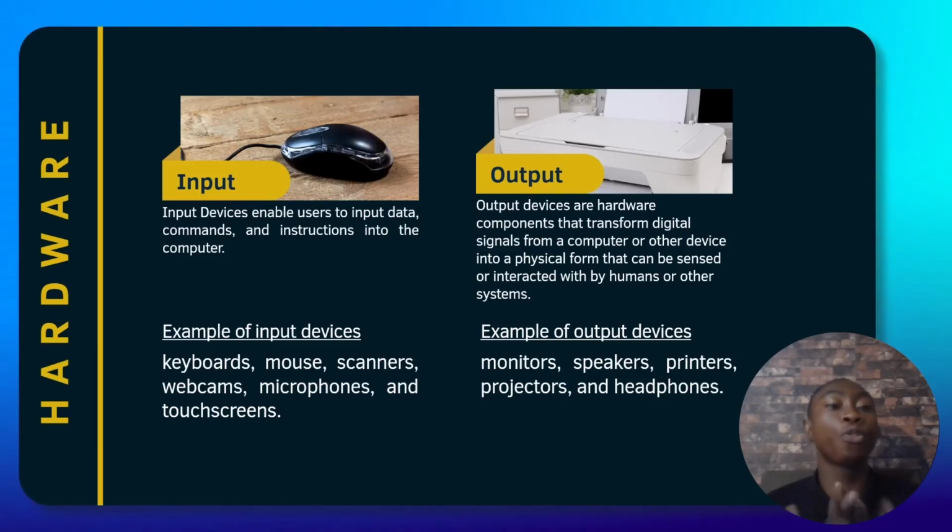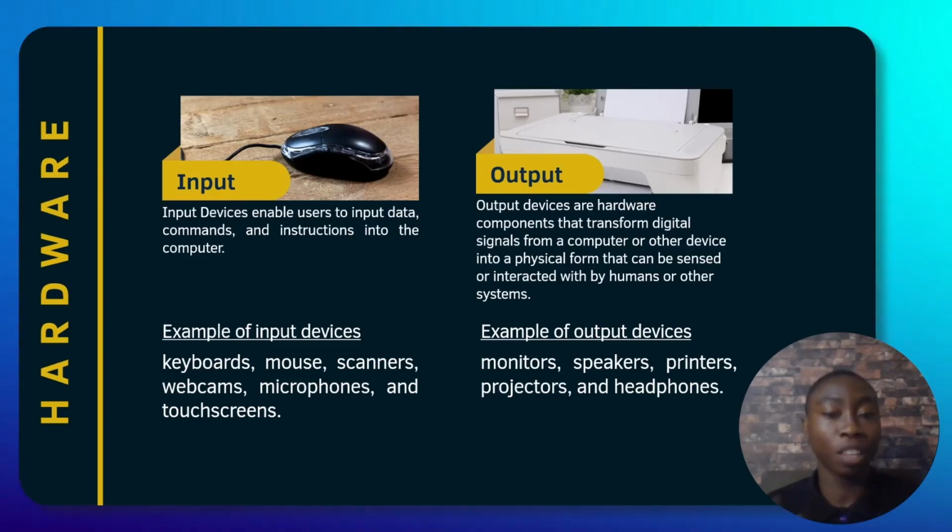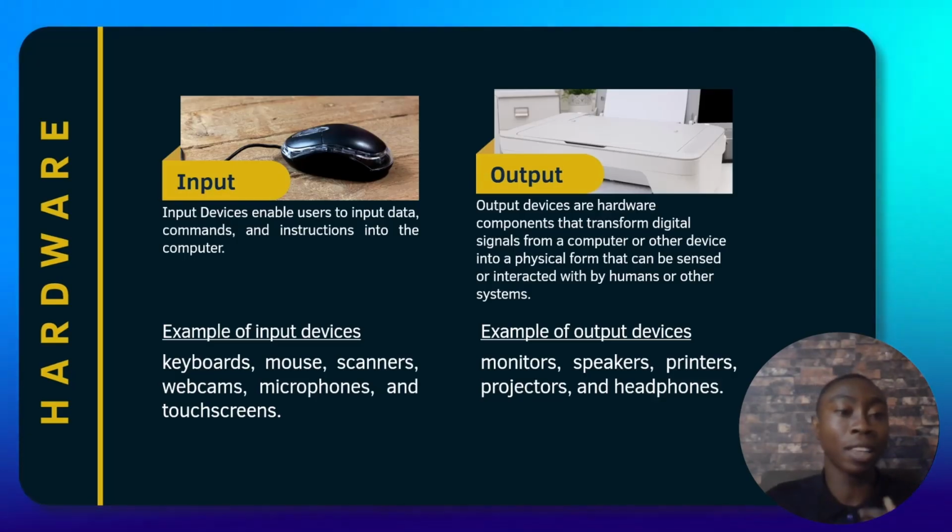So let me briefly explain what the input and output devices mean. Basically, in a layman's way, the input devices are those devices that take information from us humans and give it to the computer, while the output devices are those devices that take information from the computer and give that information to us humans or other devices.